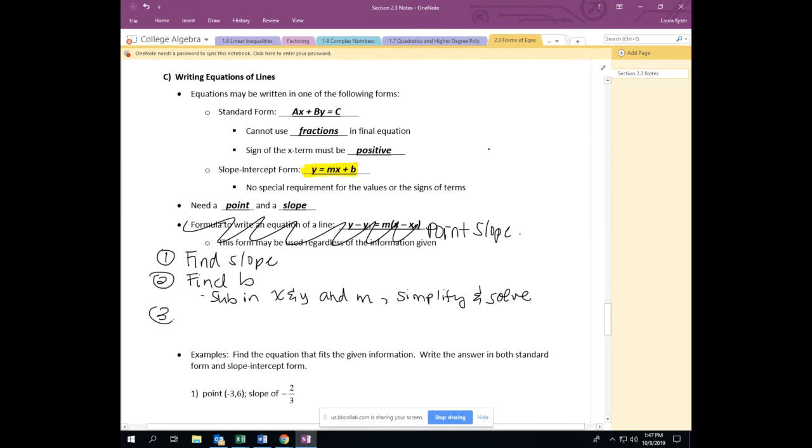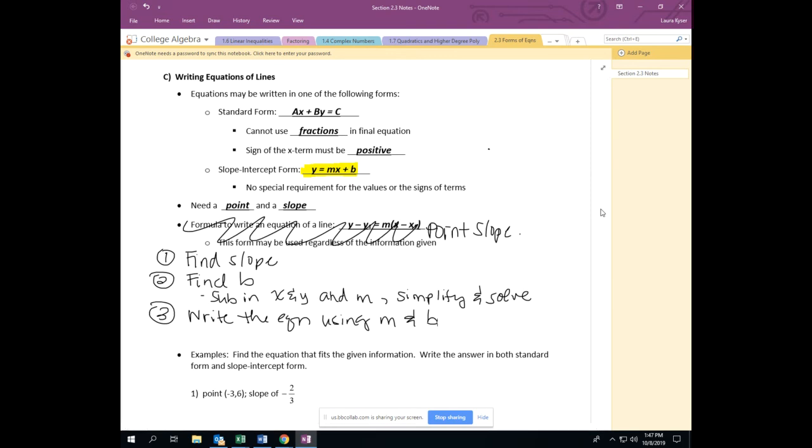Once you have your b value, write the equation using the m and the b that you just found. X and y will go back to being variables. Then if you have to, move things around to put it into standard form.